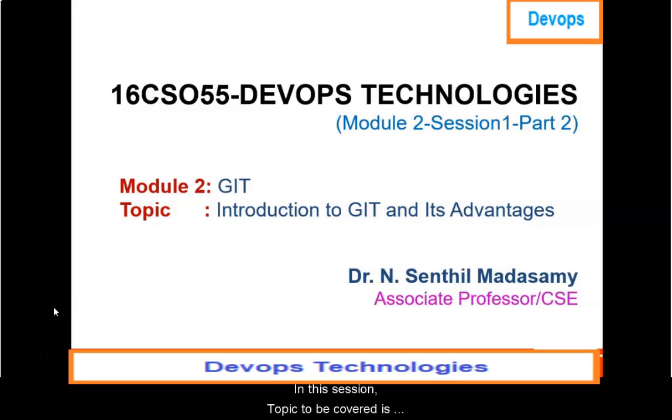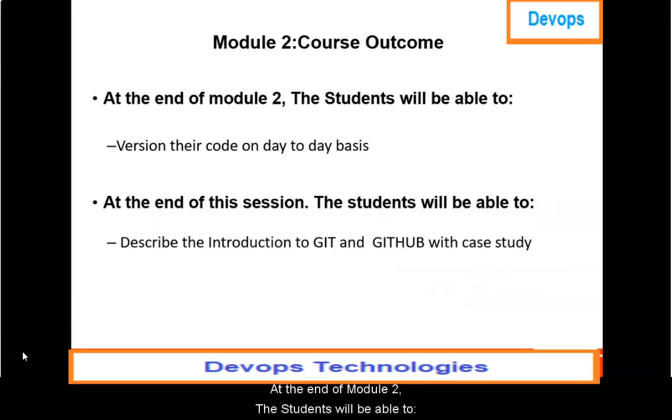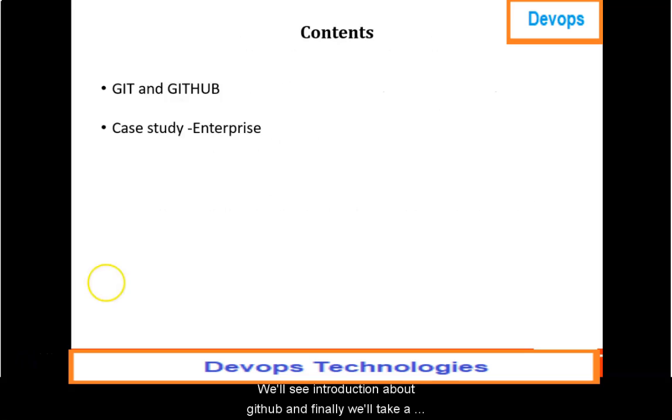I'm going to deliver a topic on the second part of Introduction to GIT and its advantages for DevOps technologies. In this session, the topic to be covered is the second part of Introduction to GIT and its advantages under Module 2 GIT. At the end of Module 2, the students will be able to list their code on a day-to-day basis. At the end of this session, the students will be able to describe the introduction to GitHub and a case study on an enterprise. We will see the introduction about GitHub, and finally we will take a look at a case study on an enterprise.